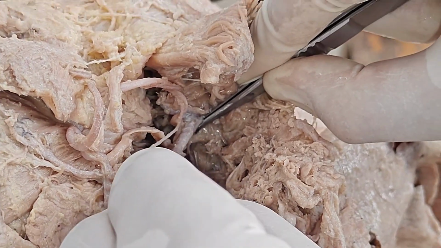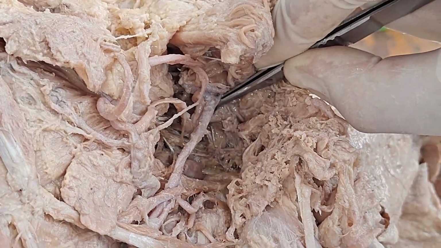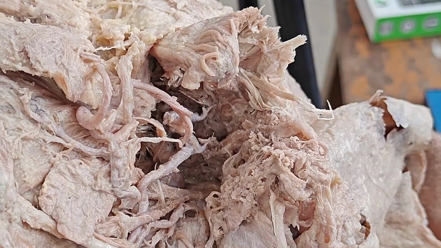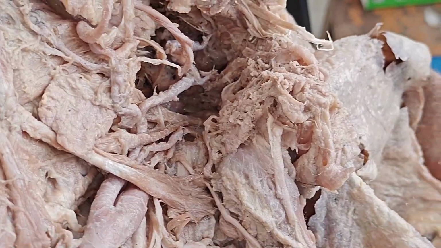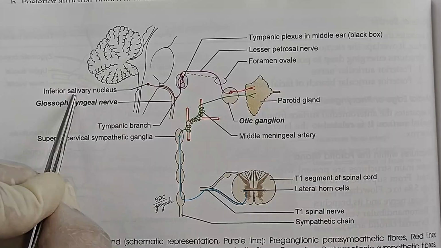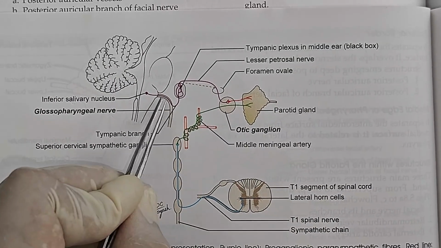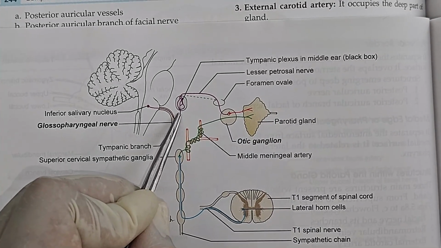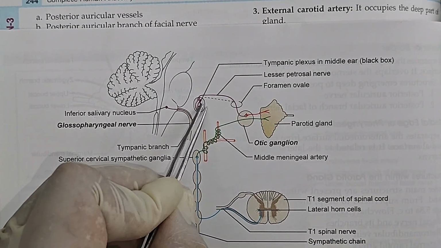the otic ganglion. In this otic ganglion there is a fiber which relays from the glossopharyngeal nerve. We will discuss it, and I will show you in the book, because it is difficult to show in dissection. Here you can see the fiber of the inferior salivatory nucleus. It comes along with the glossopharyngeal nerve, which gives one tympanic branch inside the middle ear. Around the promontory, it makes a tympanic plexus.